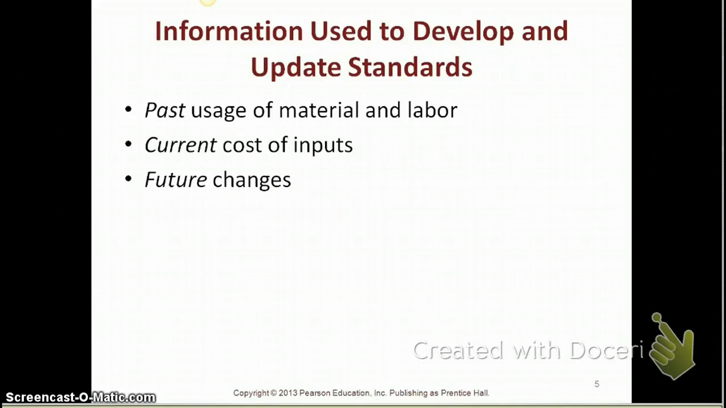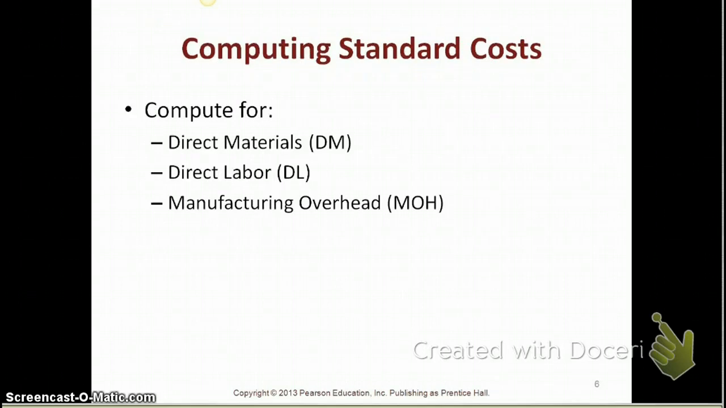How do companies develop standards? They use past usage of material and labor. They look at the current cost of inputs. And then, of course, once you've developed your standards, you need to update these for future changes. So if anything changes, you do need to update your standard cost. We're going to learn how to calculate the standard cost of direct materials, direct labor, and manufacturing overhead. You'll see later that manufacturing overhead will be split into variable manufacturing overhead and fixed manufacturing overhead.